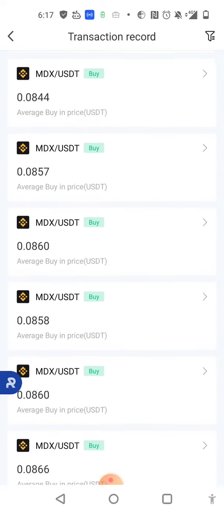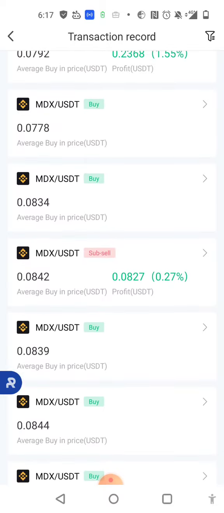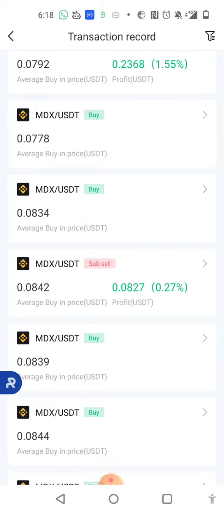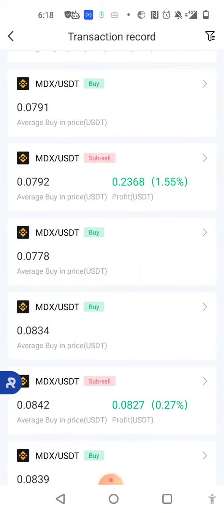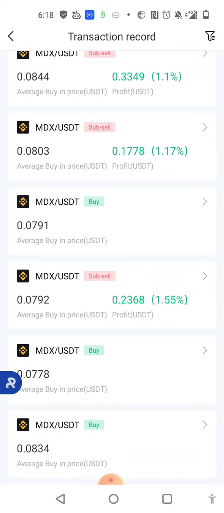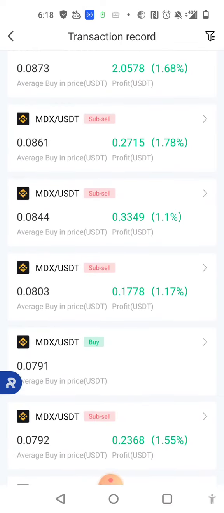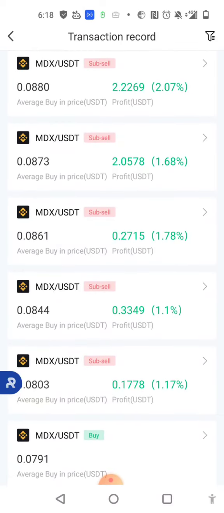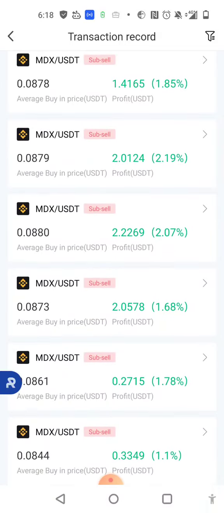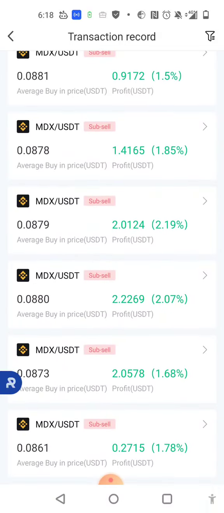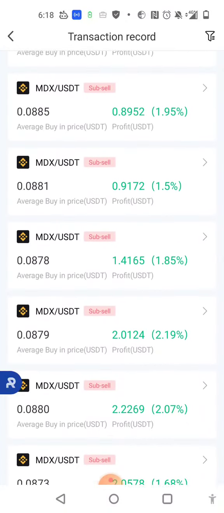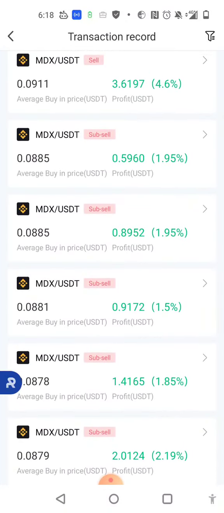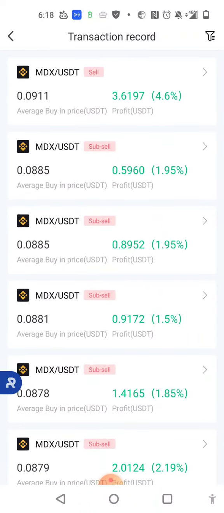This is just buys that are happening. But then you see the sub sale starts. It was a 1.1. So I made a 0.08. Let us look at 0.27%. Then you see another 1%, another 1.7, another 1.1, another 1.7, another 1.6, another 2%, another 2%, another 1.8, another 1.5, another 1.95, another 1.95. Then the 4%, which was the climax of the setting.